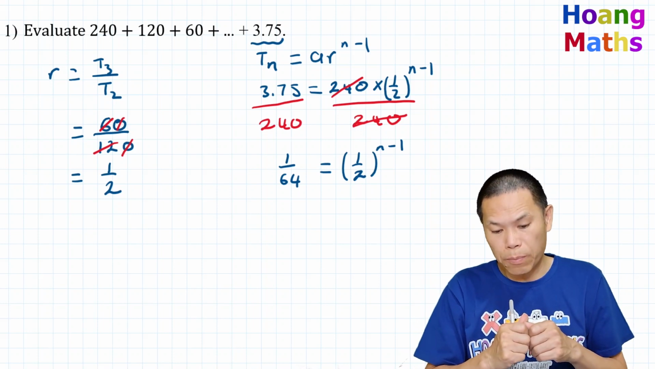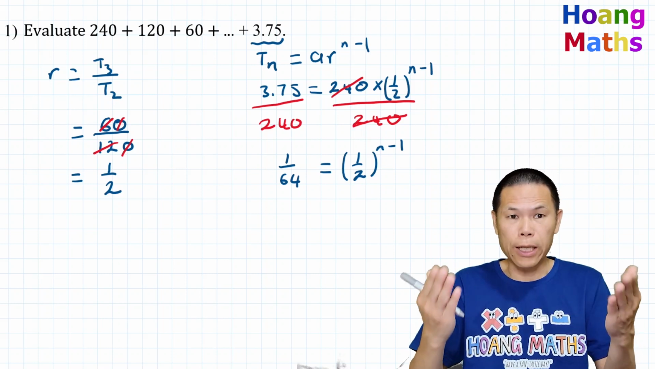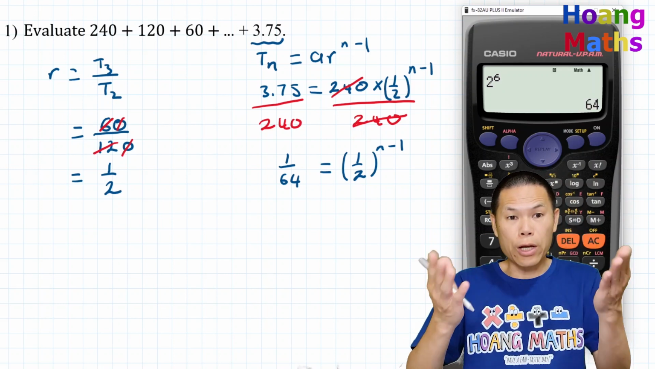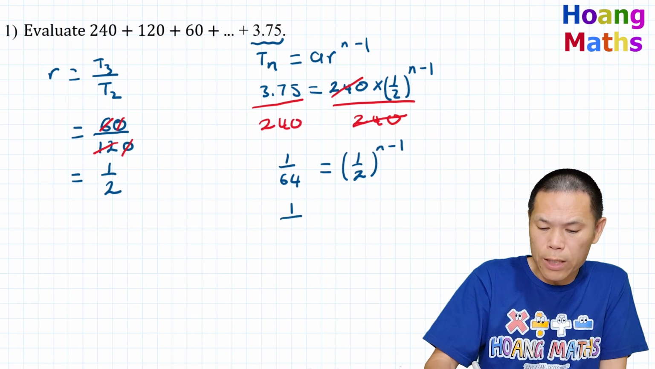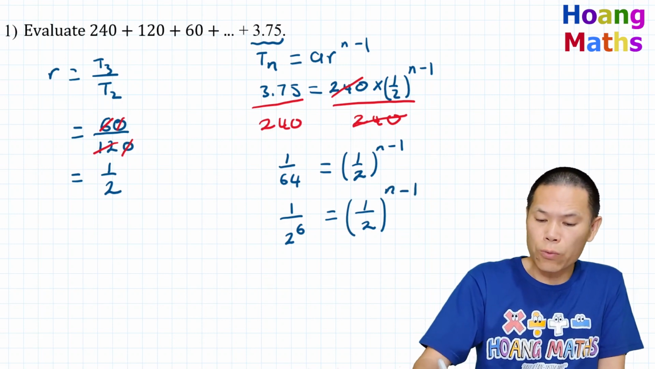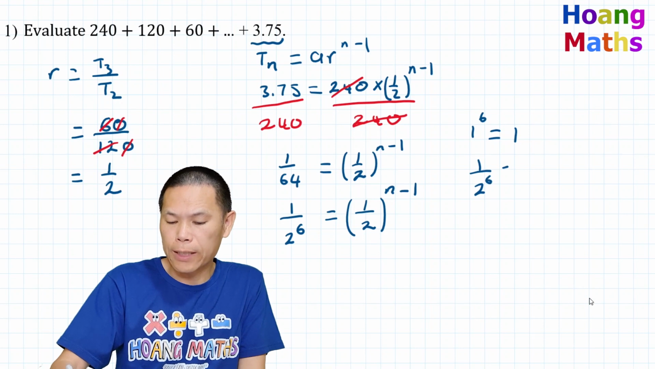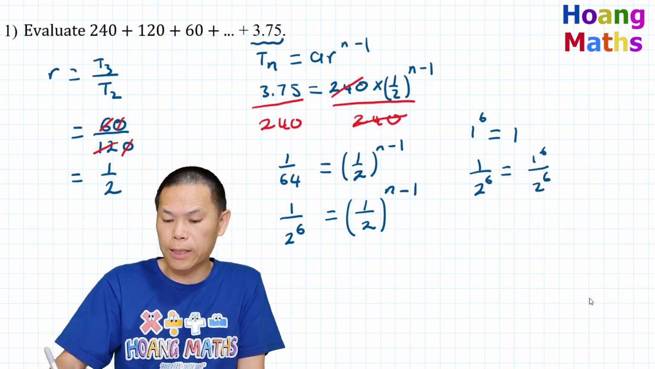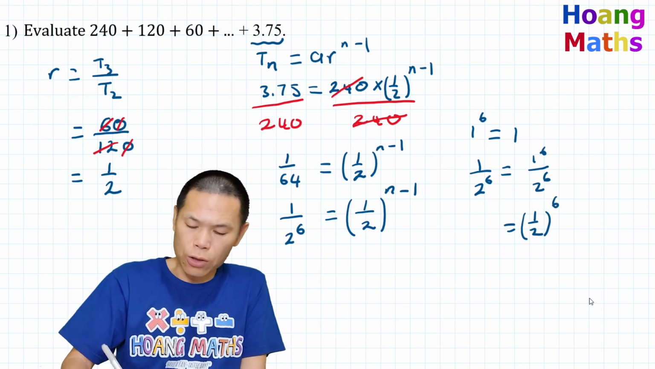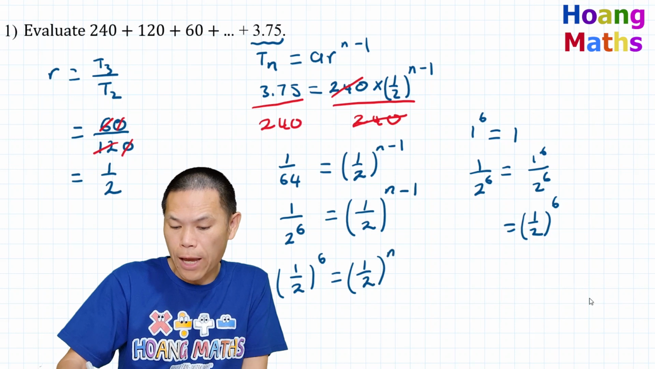But then we need to solve this by either using log law, or I can just use index law, because 64 is actually 2 to the power of 6. Let's check it out. I just go 2 to the power of 6. There you go, 64. So on the left hand side, 1 over 2 to the power of 6, and on the right 1 over 2 to the power of n minus 1. From index law, we know that 1 to the power of 6 is also equal to 1. So 1 over 2 to the power of 6 is exactly the same as 1 to the power of 6 over 2 to the power of 6.